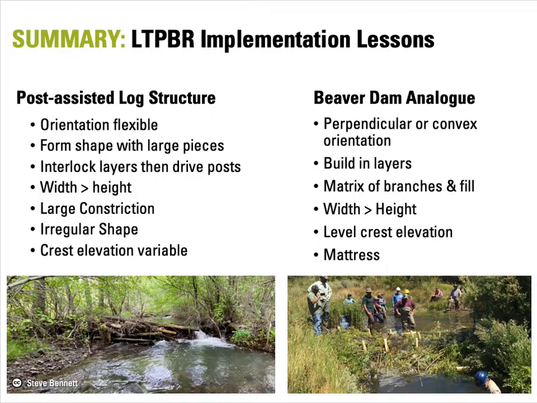Your orientation of the structure is more flexible with PALS. You want to form the shape with large pieces and then interlock as you go. Keep that width greater than the height of the structure. Large constrictions are usually better, irregular shapes, and don't worry so much about your crest elevation other than just the general bankfull height. And then for beaver dam analogs, stick with perpendicular convex orientation, build slowly and in small layers of half a foot to a foot.